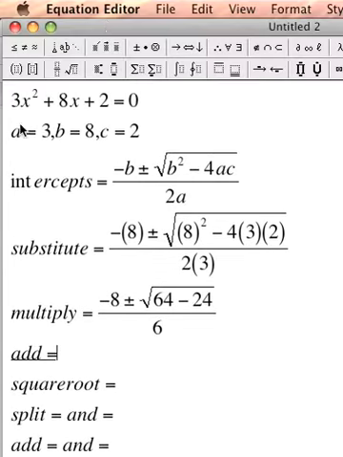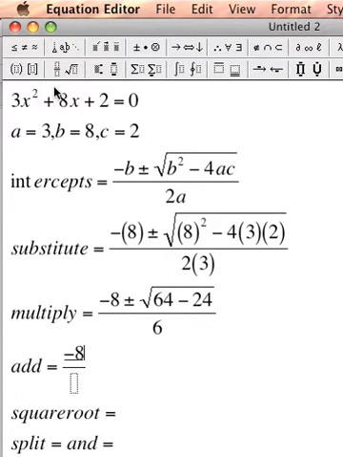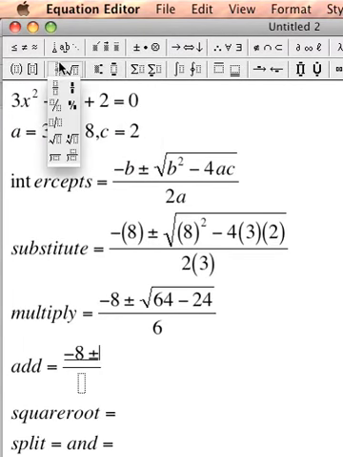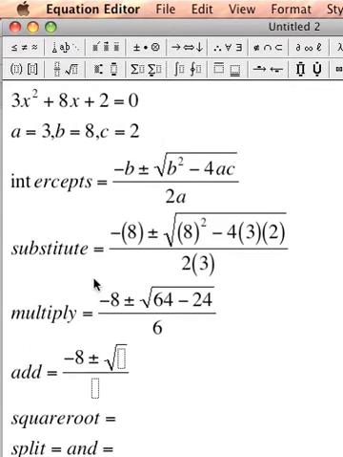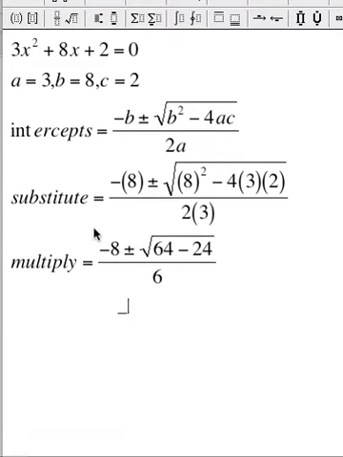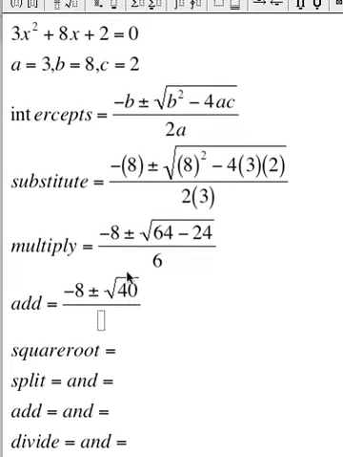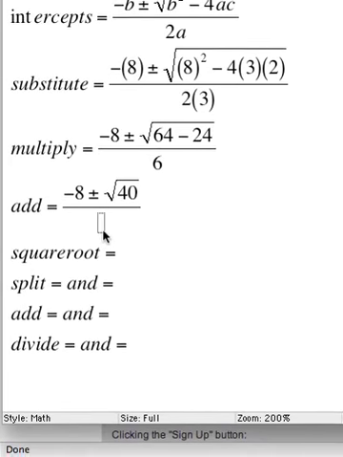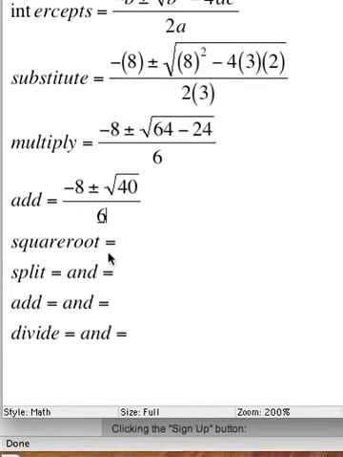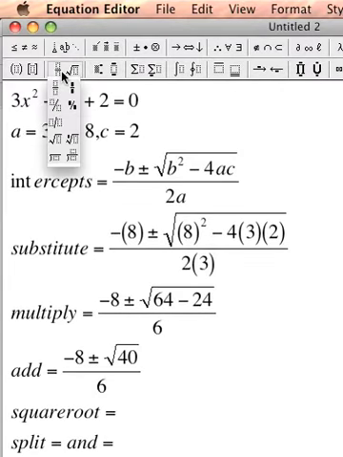Next step, I'm going to add, create my fraction again. Now I have negative 8. Now I have my plus and minus symbol. Now I have my square root. 64 minus 24 is 40. And divided by 6. Now it's time to take the square root out.